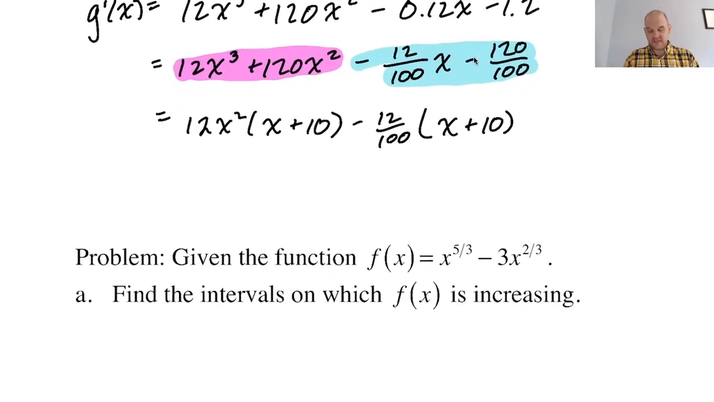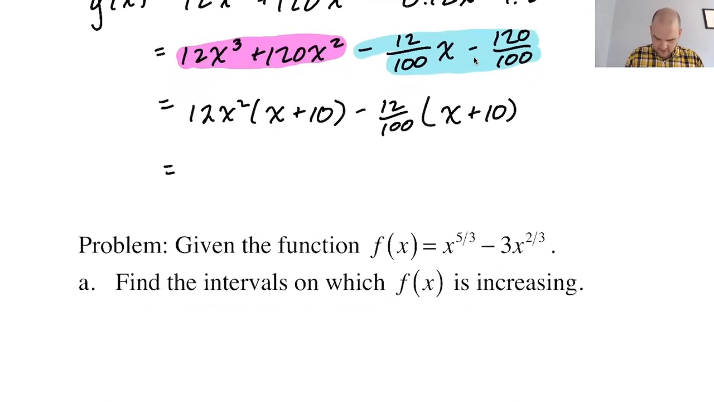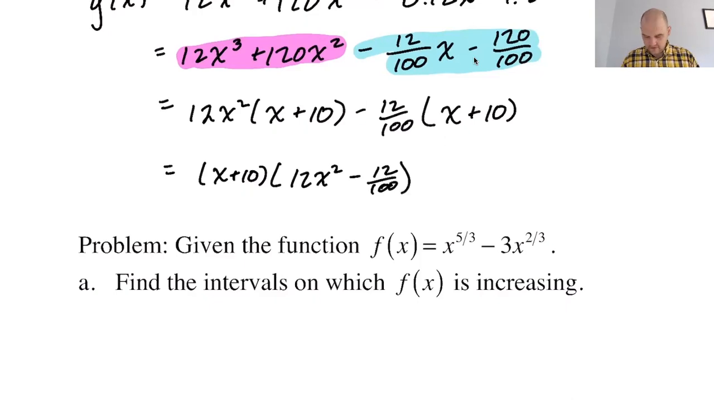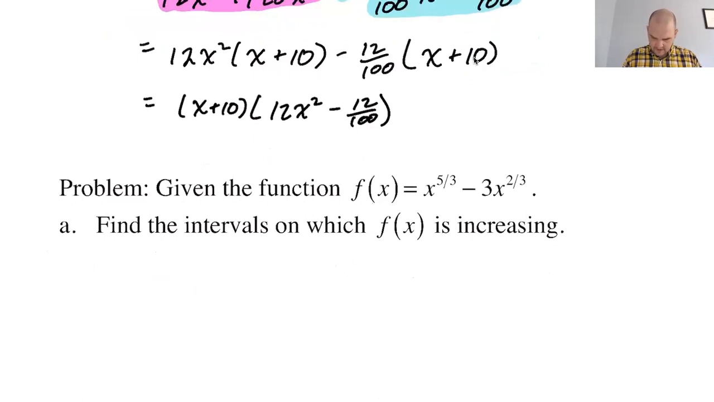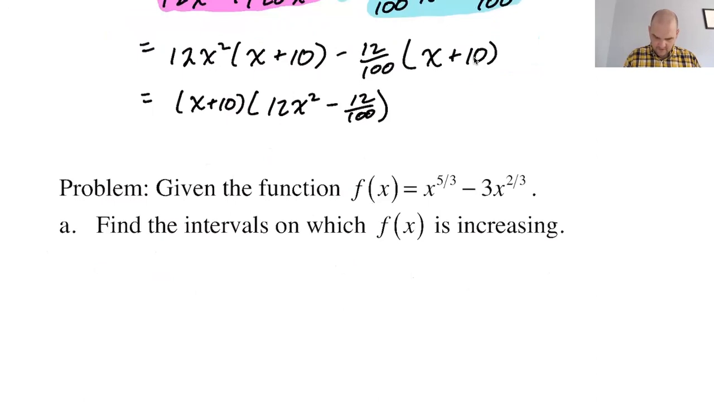Now I'm going to factor this by grouping. They both have an x plus 10, so I can take that out. So x plus 10 and 12x squared minus 12 over 100. I can pretty clearly take out another 12. I'm also going to move this up a little bit, just to give me some breathing room here.